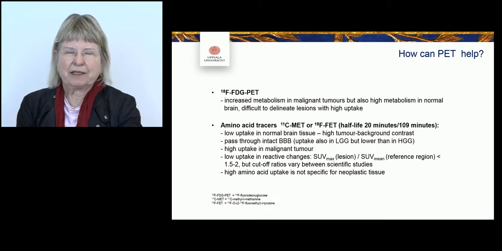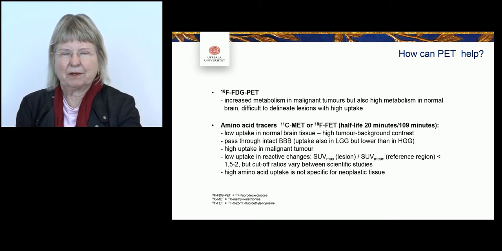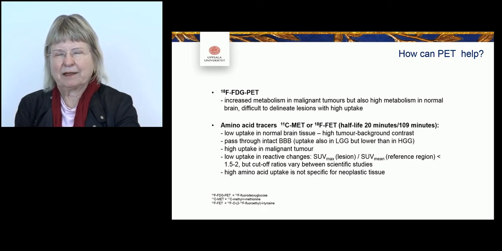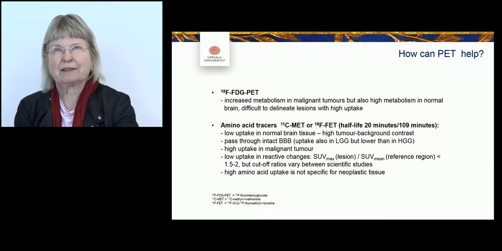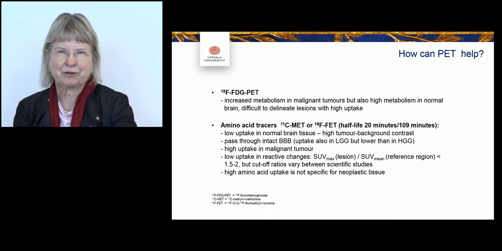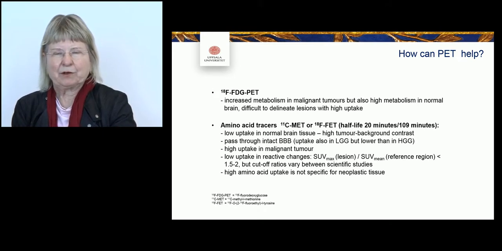However, we have the amino acid tracers, for example, carbon-11 methionine, or fluorine-18 fluoroethyltyrosine, which is a tracer with a longer half-life. The methionine tracer has a half-life of 20 minutes, and the fluorine tracer has a half-life of 109 minutes, so it's much more useful. You can also transport a tracer, and you can use it in clinics without a cyclotron in the hospital. These tracers pass through an intact blood-brain barrier, so you have uptake also in low-grade gliomas, but lower than in high-grade gliomas. You have high uptake in malignant tumors, that is in high-grade gliomas as well as in metastases.